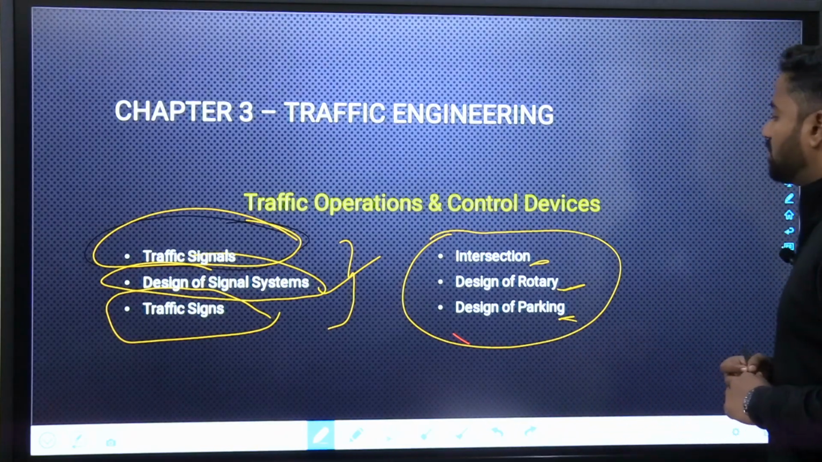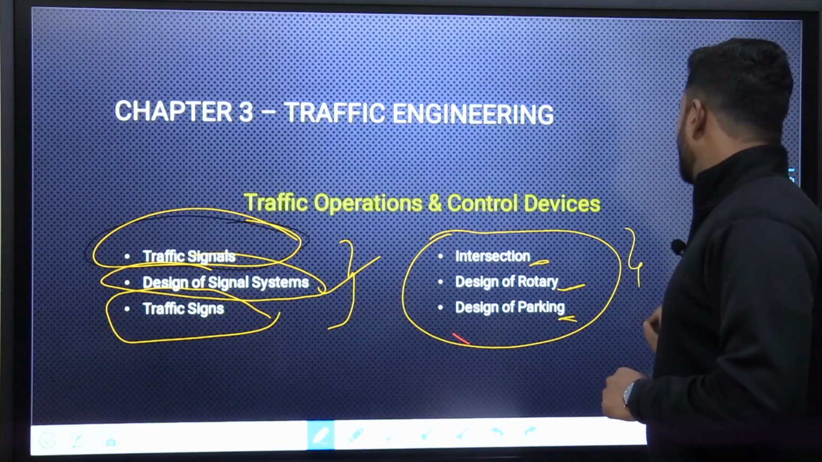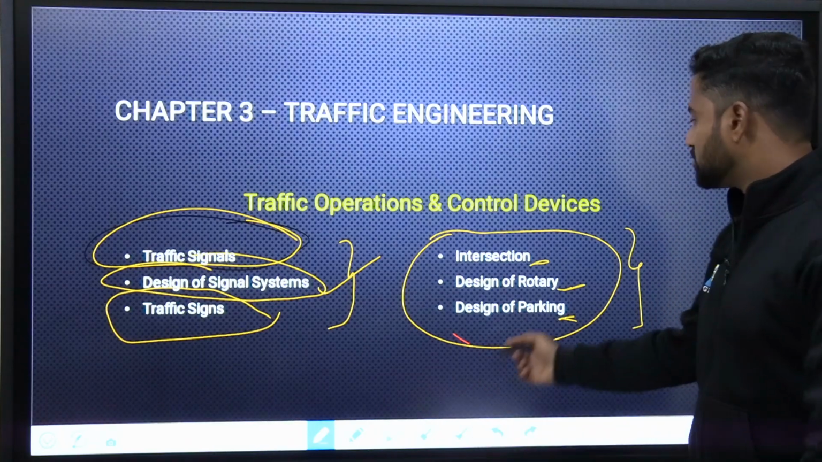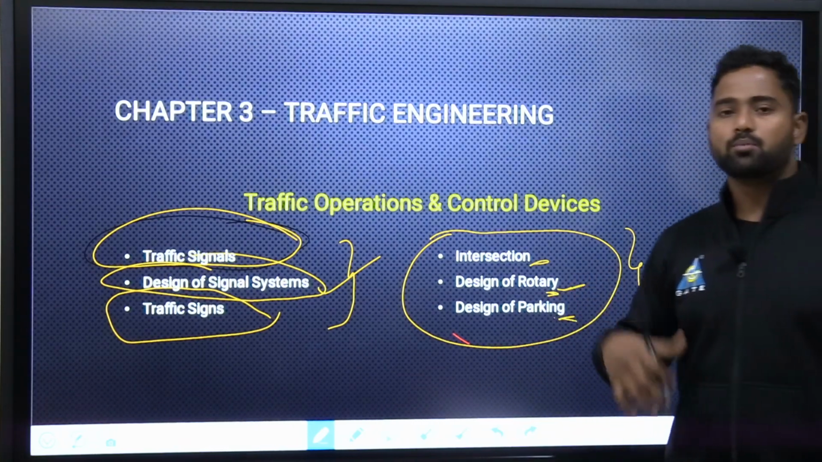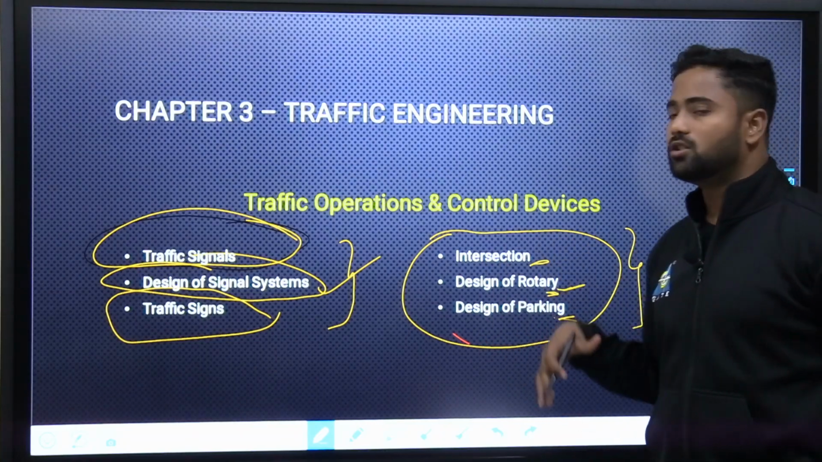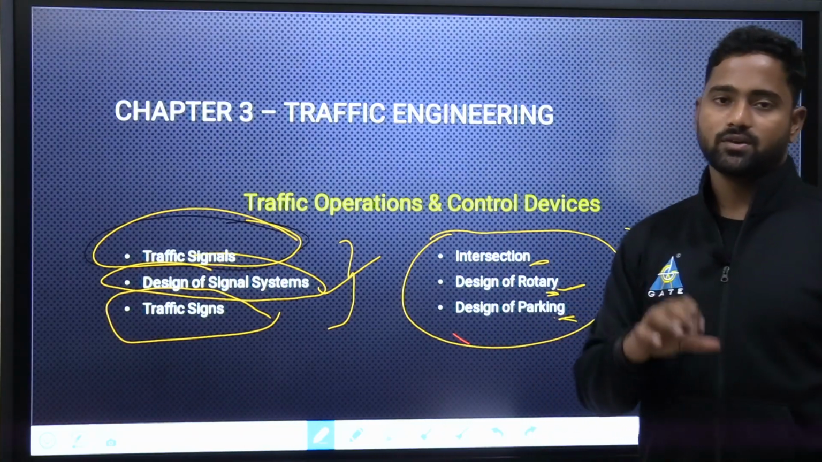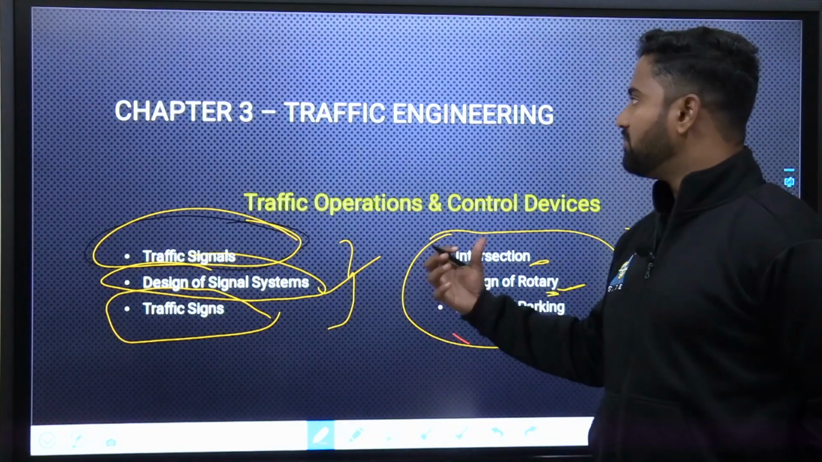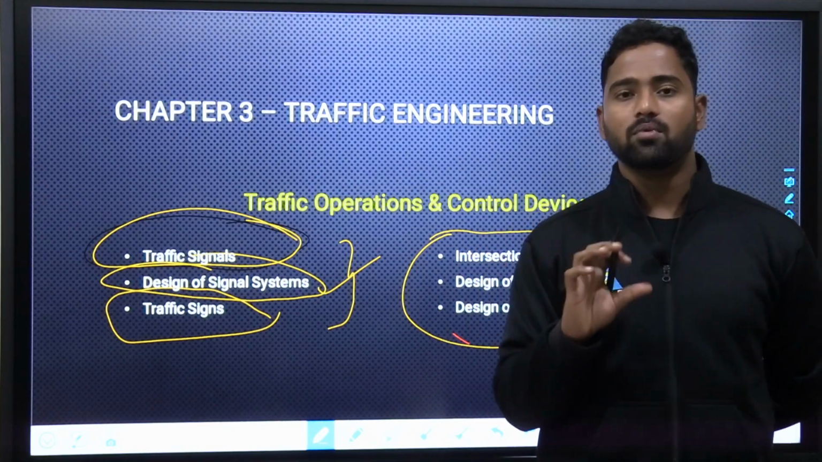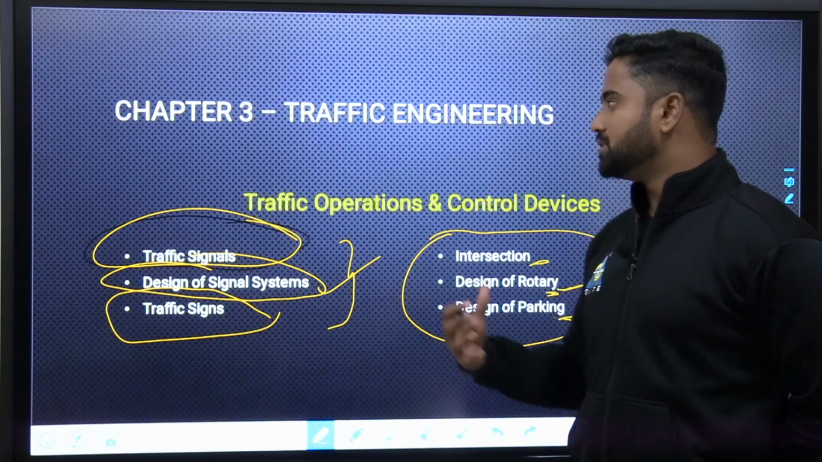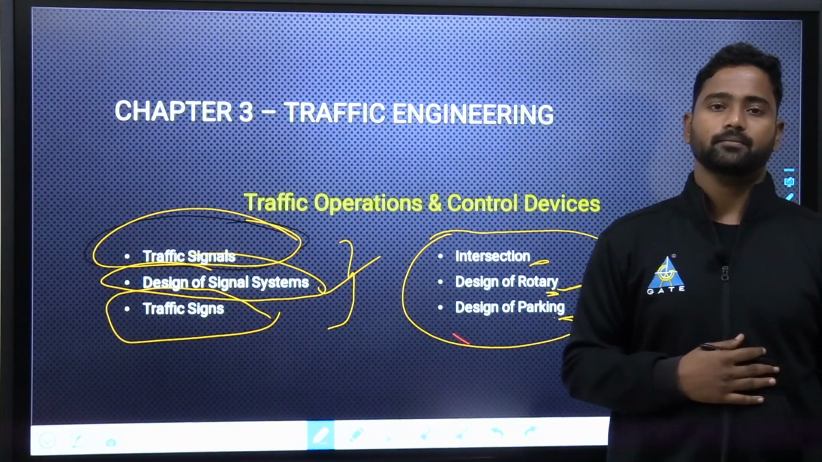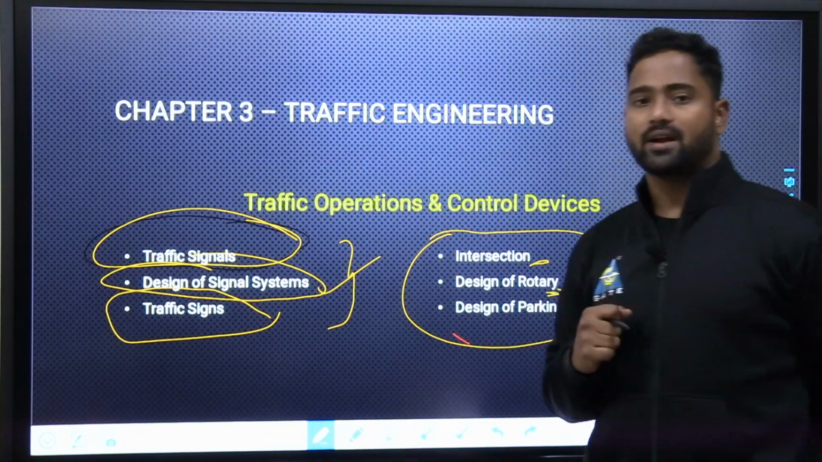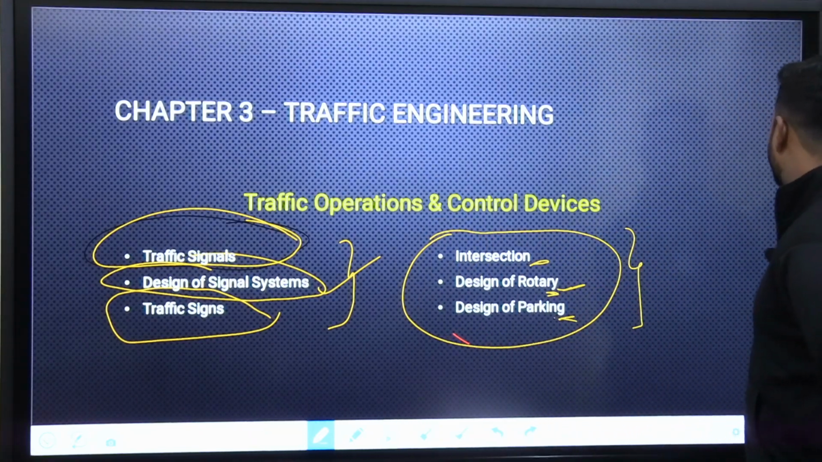So these are traffic operation devices. If they want to ask a decent question, they can ask from rotaries, they can ask from parking, from the gate point of view, and intersections and all those things are important from the engineering services point of view. And in traffic engineering also, in prelims there will be more questions, in mains there will generally be fewer questions, 4 to 5 marks you can see from here. Okay, so this is traffic engineering, your chapter 3.